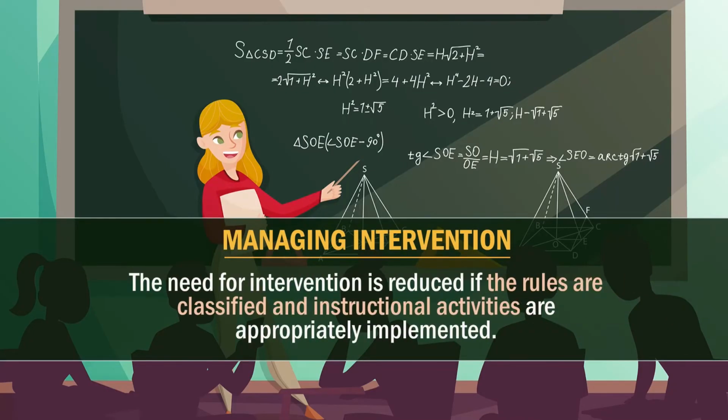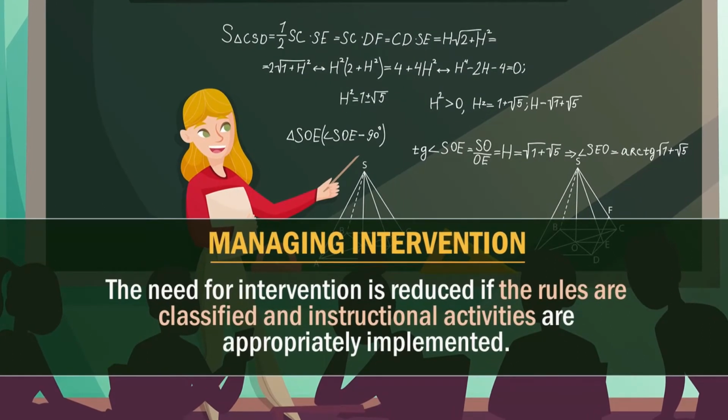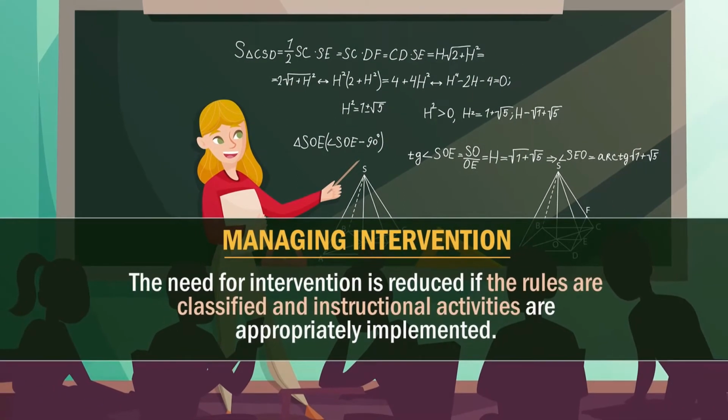Actually, the need for interventions can be reduced if the rules which you have framed are classified properly and instructional activities are appropriately implemented. This problem occurs only when you are not implementing your instructional activities the way you have designed them, or the rules to be followed in the classroom are not being discussed with the learners and they are being implemented from one side only.